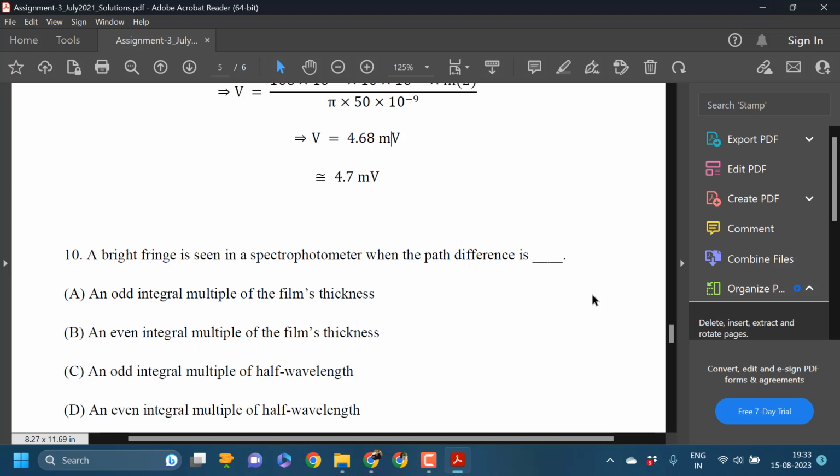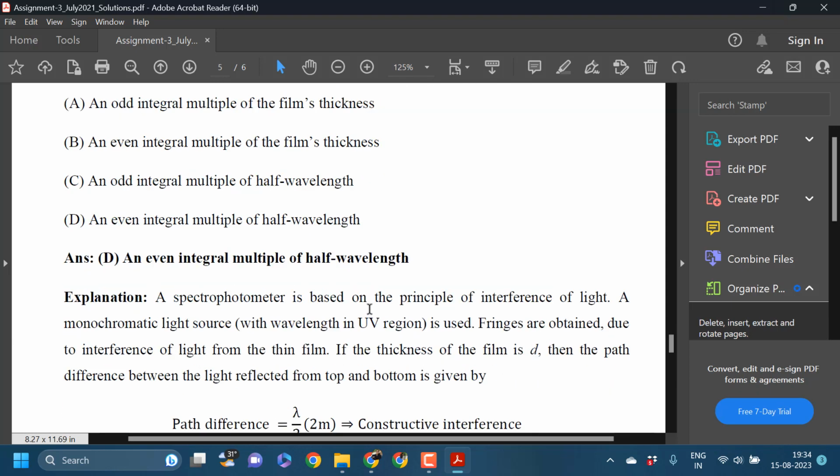In basic physics, you might have known terms like constructive interference and destructive interference. When the path difference is an odd integral multiple of lambda by 2, there will always be a dark fringe. Whenever the path difference is an even integral multiple of lambda by 2, we will have constructive interference. Whenever we have constructive interference, we will be able to see a bright fringe. The spectrophotometer is based on the principle of interference. A monochromatic light source will be used and we will get fringes due to interference.